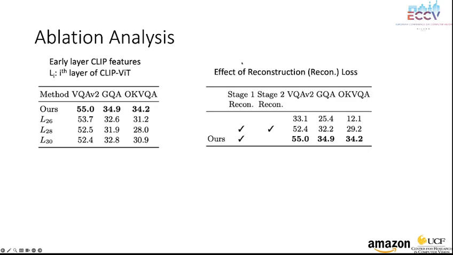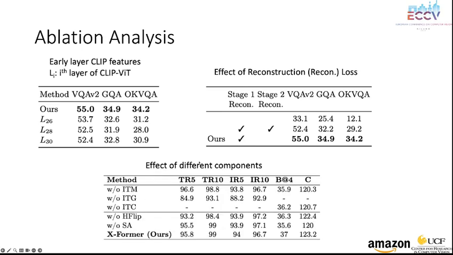Next, we show the effect of reconstruction loss, whether we apply reconstruction loss in both stages or only in stage 1. We find that adding reconstruction loss in stage 1 is the best pre-training approach, where we get the best performance on all 3 datasets. Additionally, we show the effect of different components by removing the different loss components, and whether we do horizontal flipping or remove the self-attention. We find that our method gives the best performance when we include all of them on both retrieval and captioning tasks.